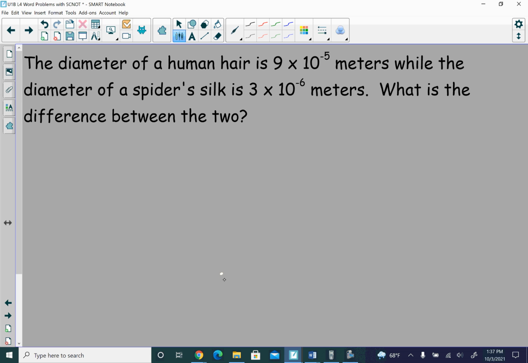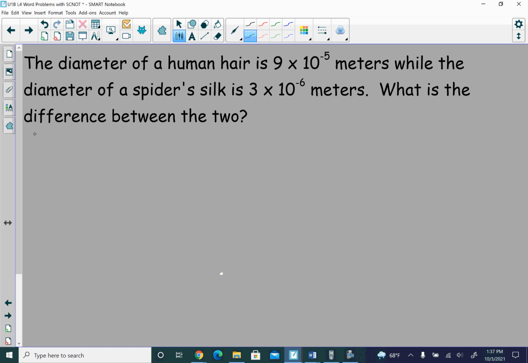All right, then we've got one more here for you, and then you're going to have a bunch of questions to try. The diameter of a human hair is 9 times 10 to the negative 5th meter, so it's really, really tiny, right? While the diameter of a spider's silk is 3 times 10 to the negative 6 meters. So again, very, very skinny, thin. What is the difference between the two?